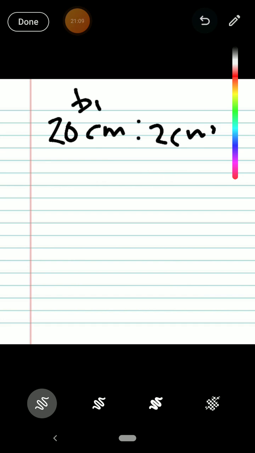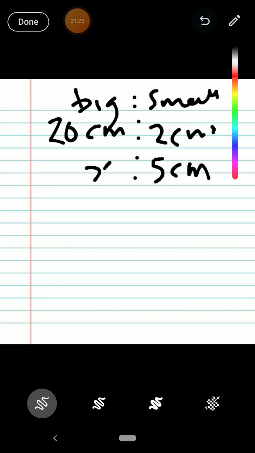So for example, if they say there are two jars, a bigger one with a height of 20 centimeters and a smaller one with a height of 2 centimeters. So you can say big is this side, to small it is this side. If they say find the width of the bigger jar, if the width of the smaller jar is 5 centimeters, you just put x here and cross multiply, as simple as that.